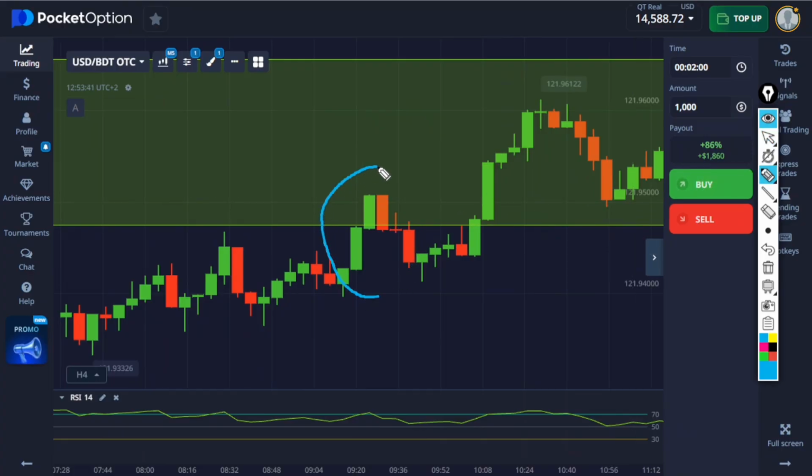Price taps into the resistance zone right here. And this is a decent retest once again. It's not great, but we can work with it.